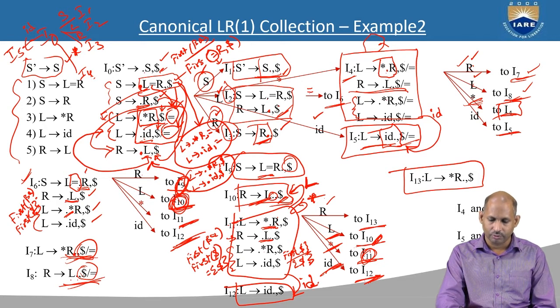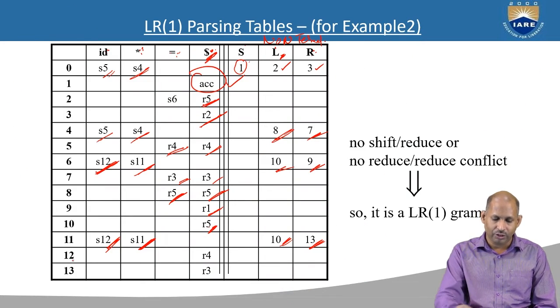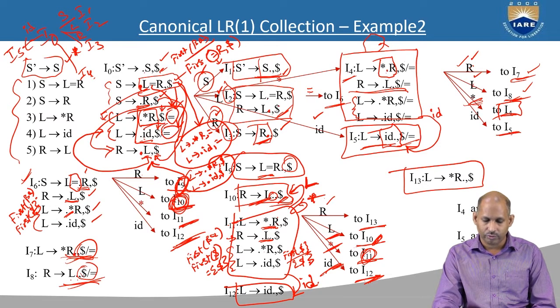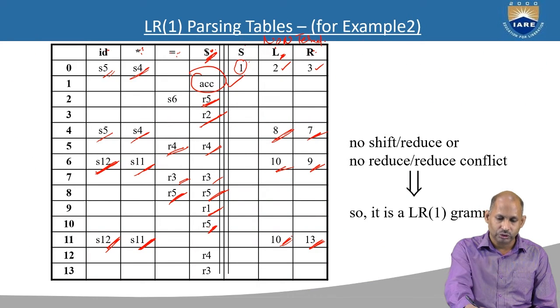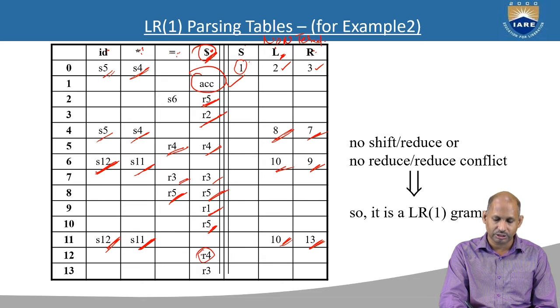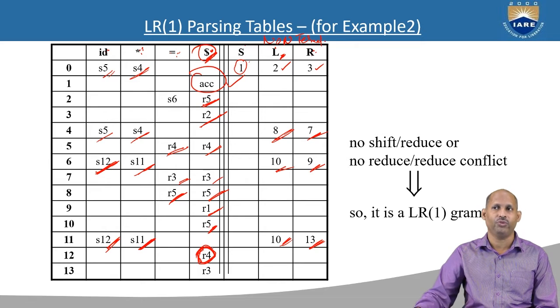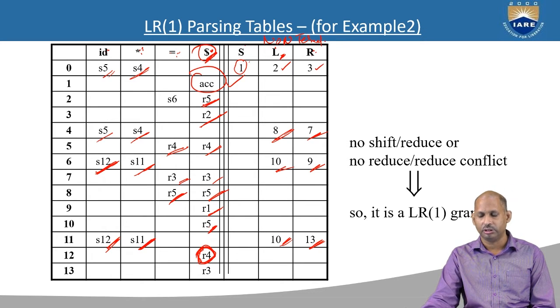Then 12. This is a production number. The production number is 4 and dollar. So in the dollar case, reduce production number 4.